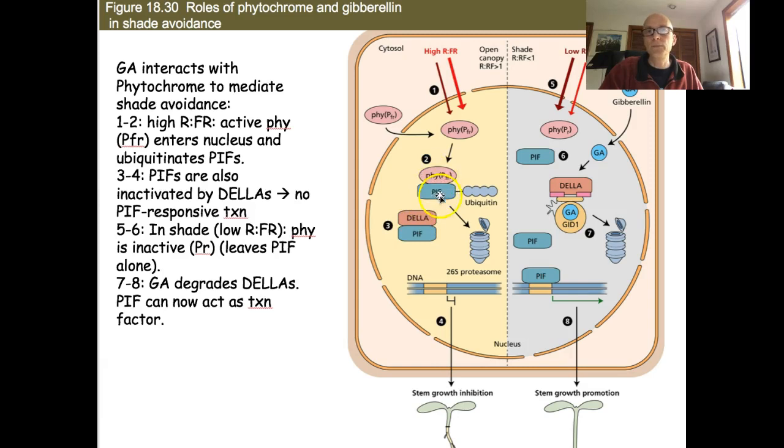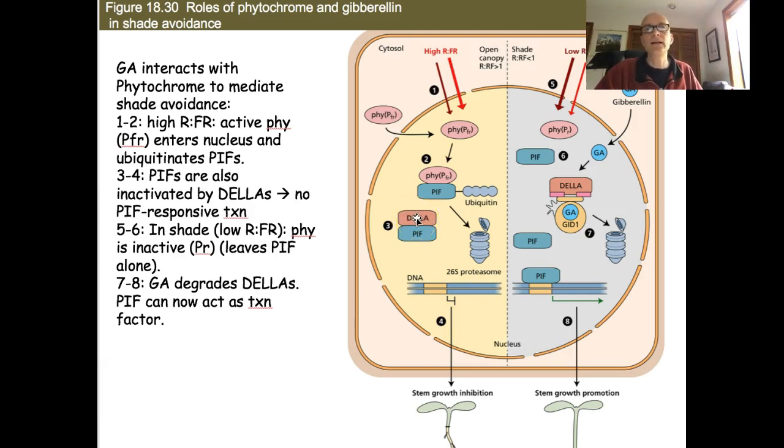Now, PIF can also be present without it being degraded, but if it's present but not degraded, it is bound by a repressor. So this is a DELLA repressor. And so therefore, even if PIF is not degraded through phytochrome, there is still inactivity because of these DELLA proteins. So that means just changing the light conditions is not going to allow the PIF protein to become active and act as a transcription factor and lead to transcription of response genes until the DELLA protein is removed.